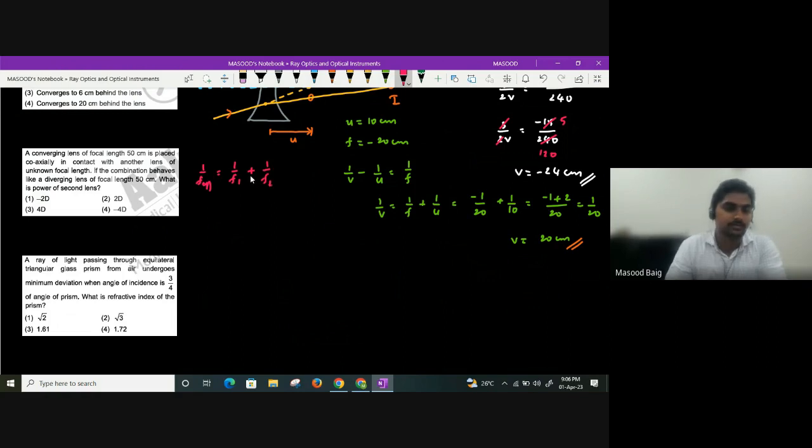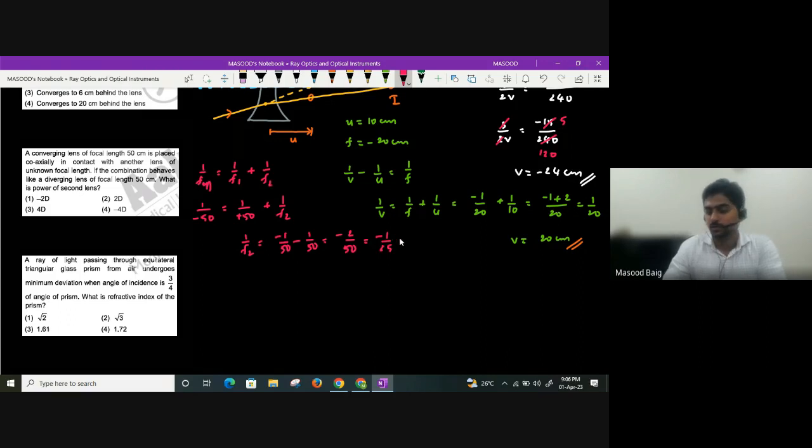A diverging lens is nothing but which lens? Concave lens. So what will I get here? 1 by minus 50 I will get. What should the first focal length be? Because it is converging, you will get plus 50, plus 1/F2. So what will I get 1/F2 value as? I will get minus 1/50 minus 1/50, which turns out to be minus 2/50, which is minus 1/25. Okay, so this is in centimeter inverse. If I want to write it in meter inverse, if I take 100, you will get minus 4 diopters.